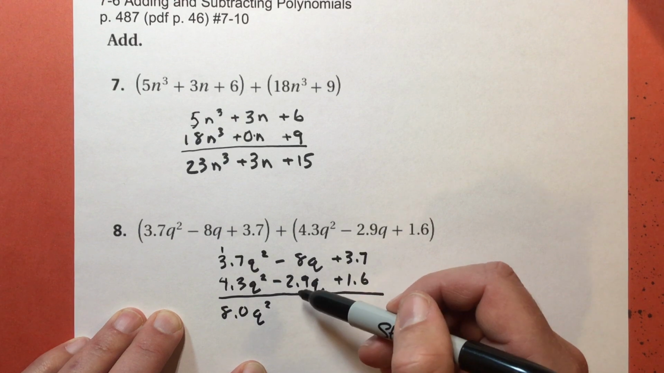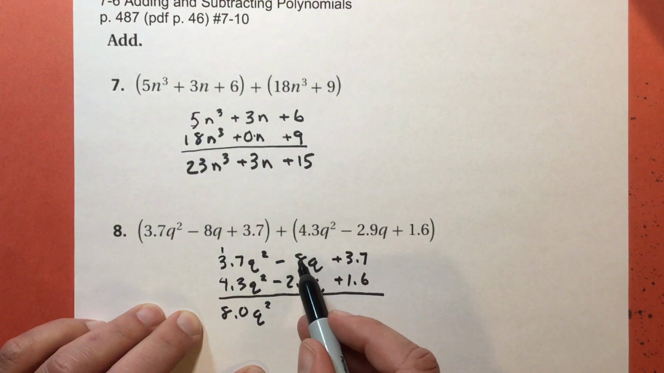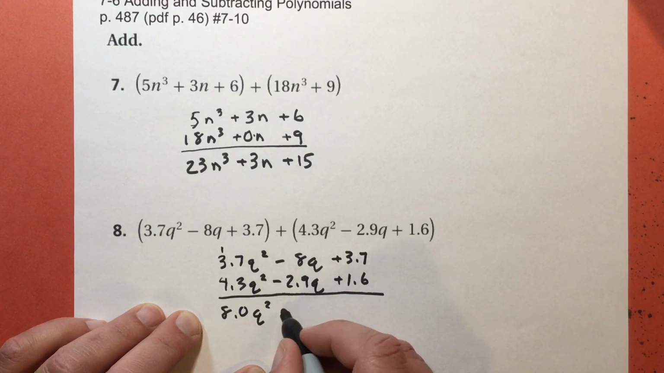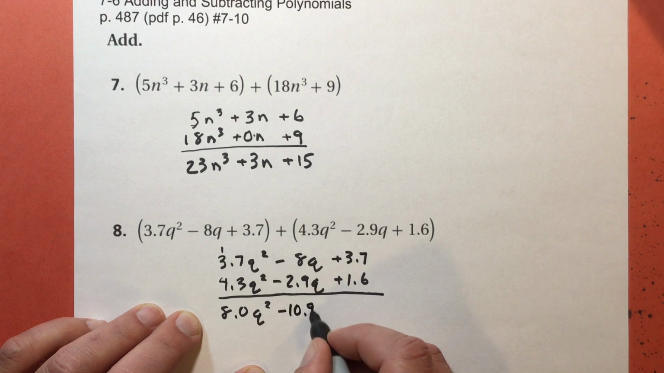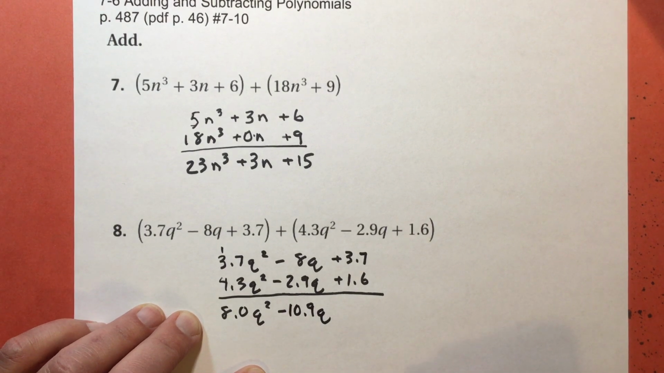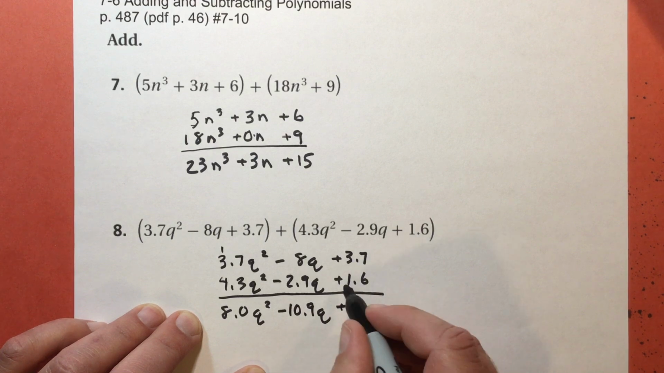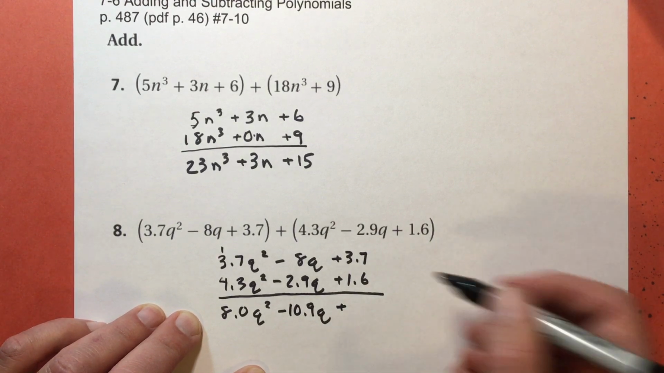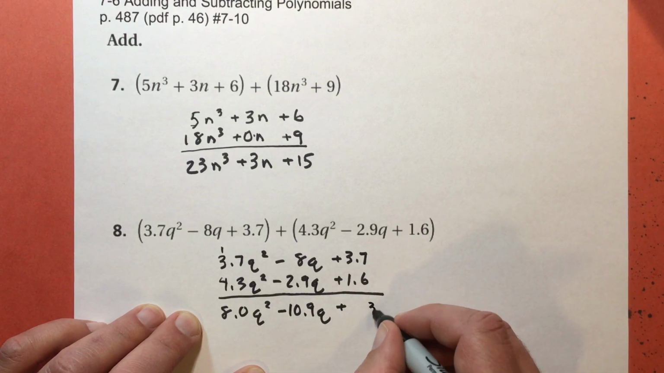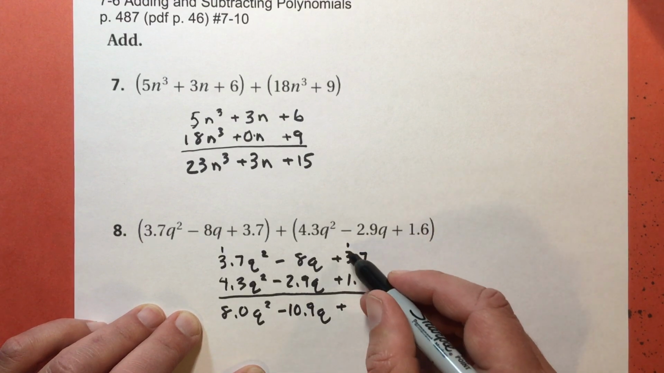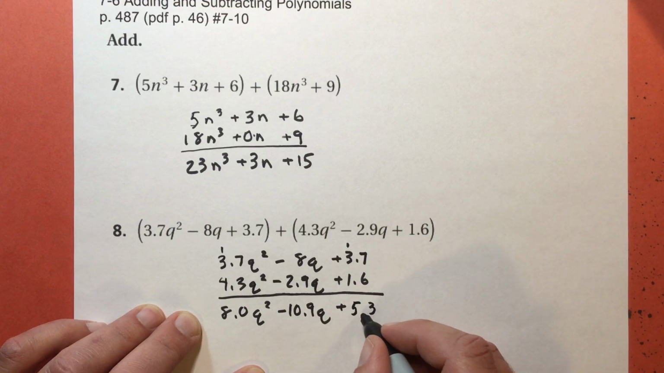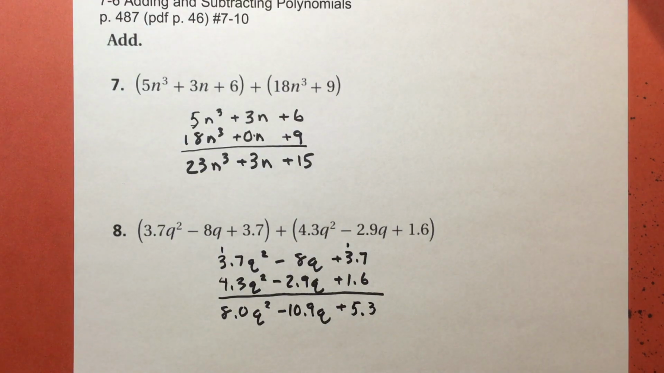Both of these are negative. So negative 8.0 plus negative 2.9 is going to be negative 10.9 q. And 3.7 plus 1.6, think of it this way, 7 plus 6 is 13, put the 1 up there. 1 plus 3 plus 1 is 5, so I get 5.3. You can do that.